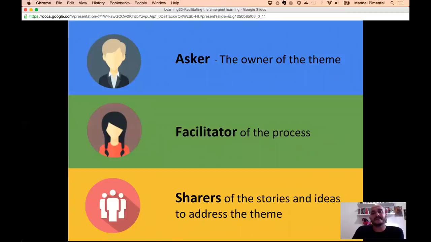The asker is the owner of the theme. It means that the asker is a person who has some problem and wants to solve this problem, right? Then he will get some experience or some ideas from the sharers. The sharers are the people who have some stories, or some ideas, especially different ideas, to help the asker get to the goal, right? And to organize this entire process, we have the facilitator. The facilitator is the person who puts in practice the Learning 3.0 flow, to help the asker, to help the sharers, to organize all the knowledge, all the information, all the product of the learning, right? Then those are the main roles using the Learning 3.0 canvas. Okay.